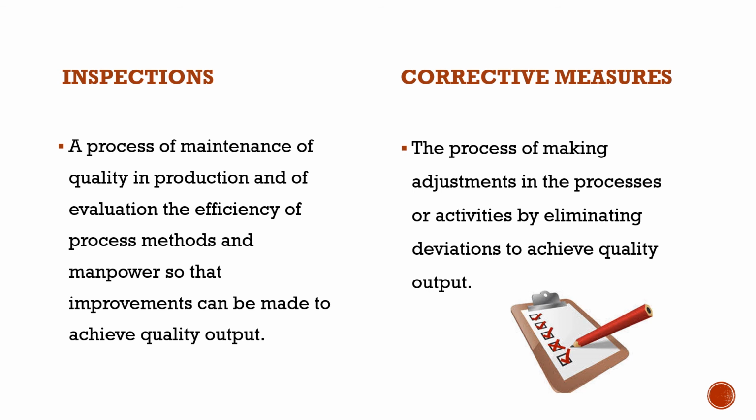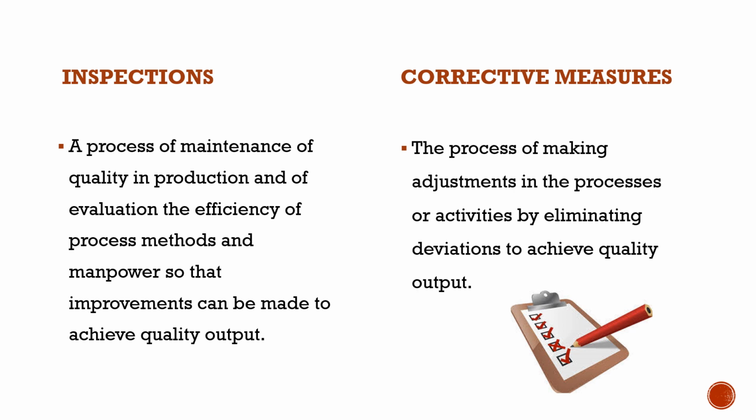Then corrective measures: the process of making adjustments in the processes or the activities by eliminating deviations to achieve the quality outputs. Suppose there are some mistakes and something is not happening as per the plan, then you have to take some corrective measures so that we can achieve the quality output. So what type of corrective measures can we take? Maybe we can readjust the route, or reschedule the work, or make repairs if there is any breakdown of machinery, or do maintenance of machinery so that it can work smoothly, etc.